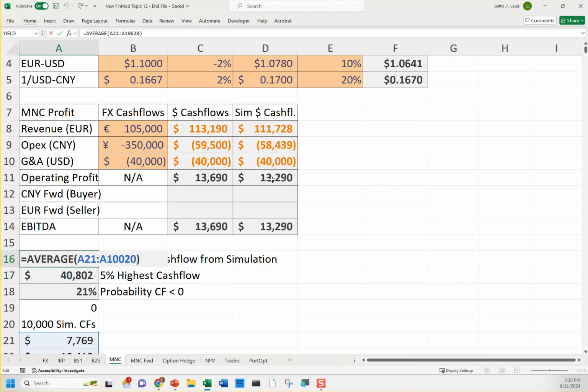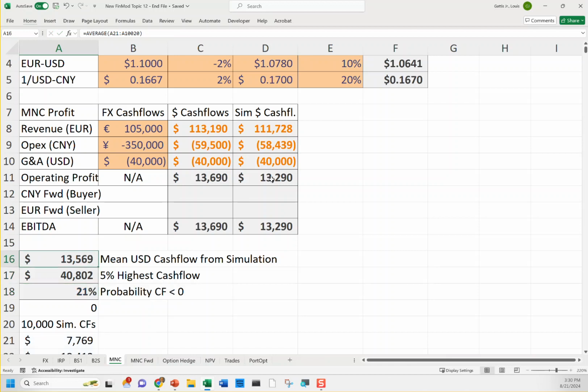And on average, I expect 13,569, which is about the exact same value here. So I didn't really learn much. But what I did learn is the 5% largest cash flow is 40,000. And there's a 21% chance the cash flows are less than zero. So there's a 21% chance of losing money.